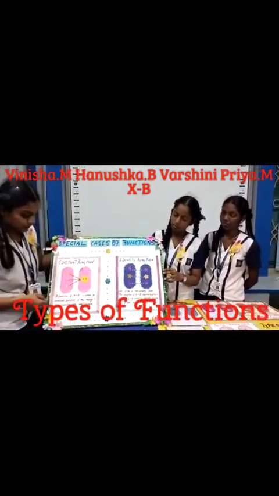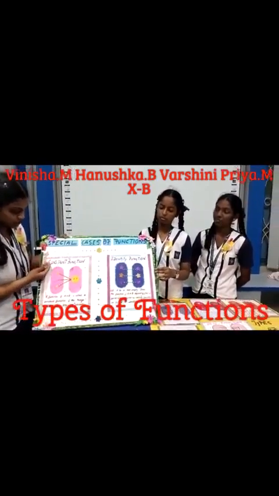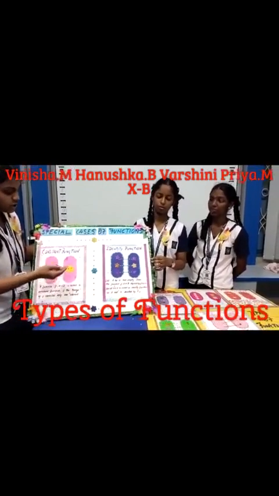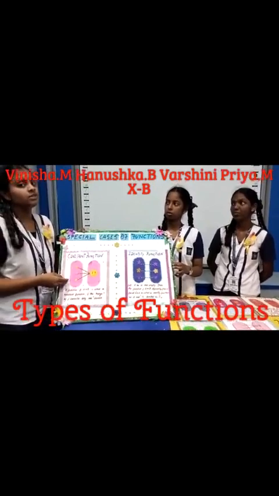Constant function. A function f: A → B is called a constant function if the range of f contains only one element. In this function, codomain is equal to singleton set.